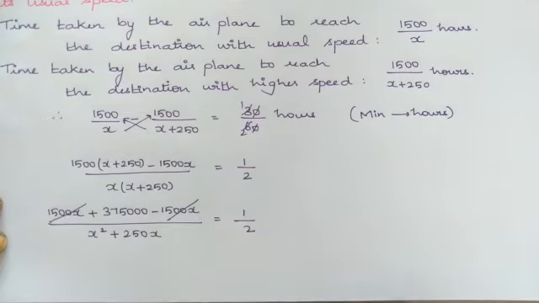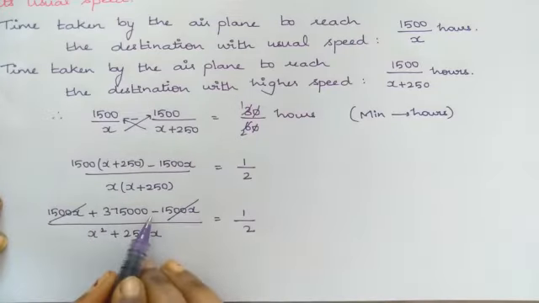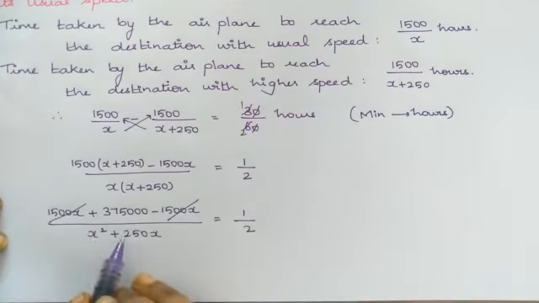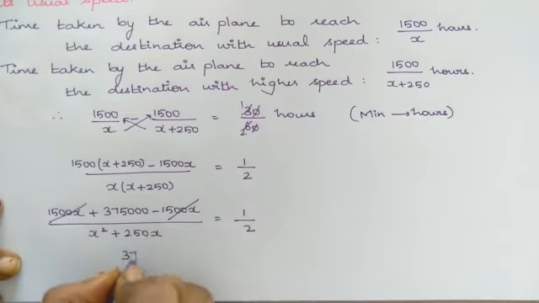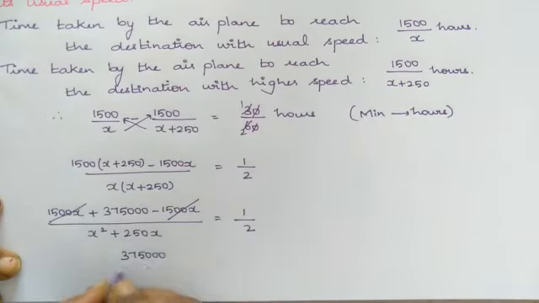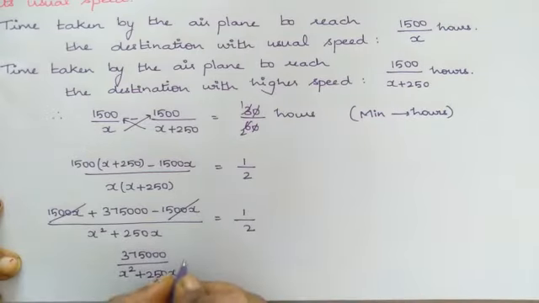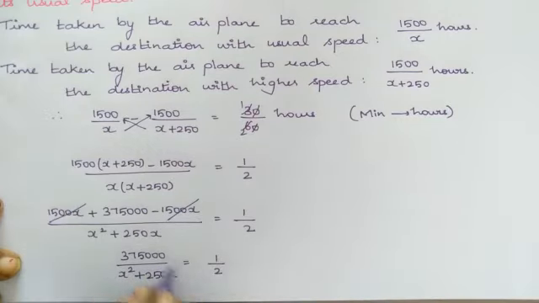So next, what is pending? We have 3,75,000 by x square plus 250x, which is equal to 1 by 2. So this is like this. 3,75,000 by x square plus 250x, which is equal to 1 by 2. Now 2 will be multiplied with the opposite numerator.